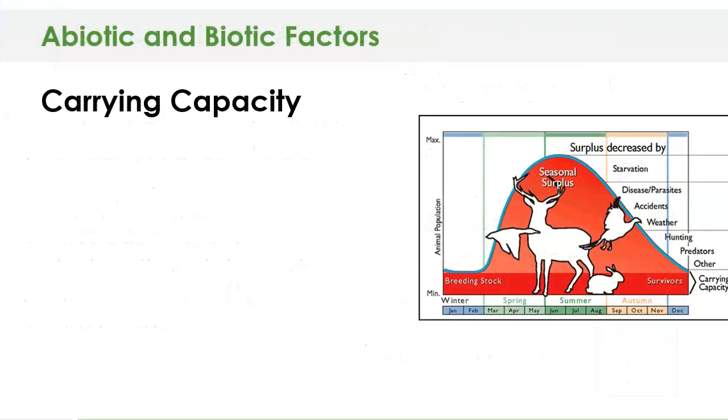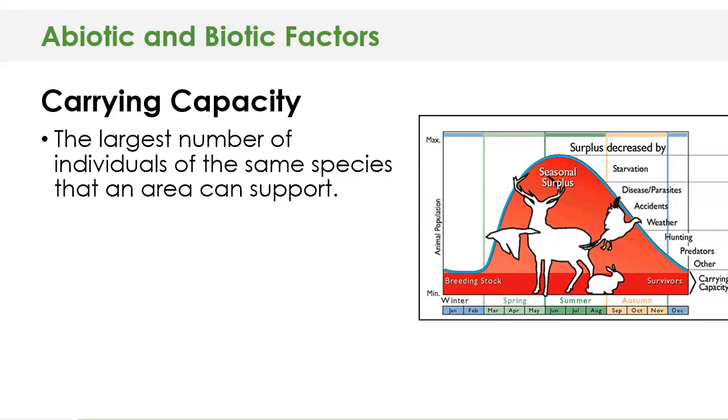We're going to start by taking a look at something called carrying capacity. What is carrying capacity? Well, it is the largest number of individuals of the same species that an area can support. Every ecosystem has a limit to how many of any one species it can support. It only has so much food for that particular species. It only has so much space. There are a lot of things that play into the carrying capacity, but there is a limit.